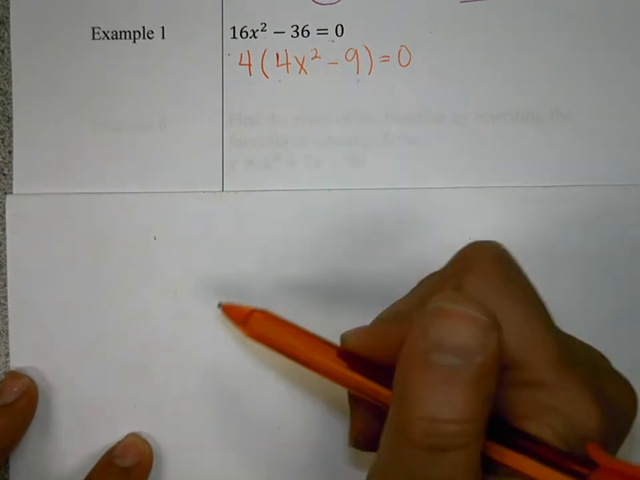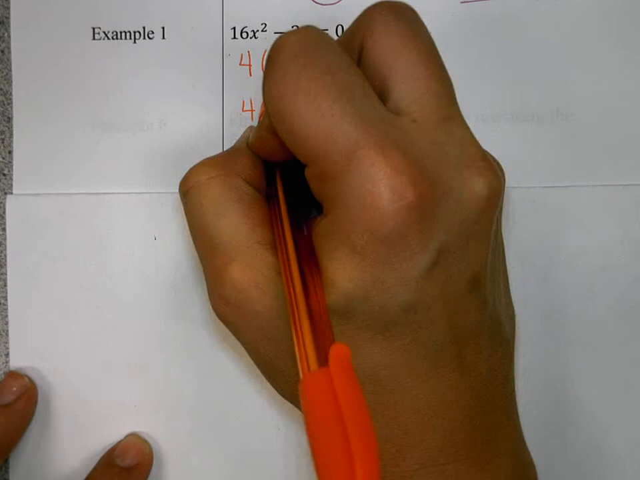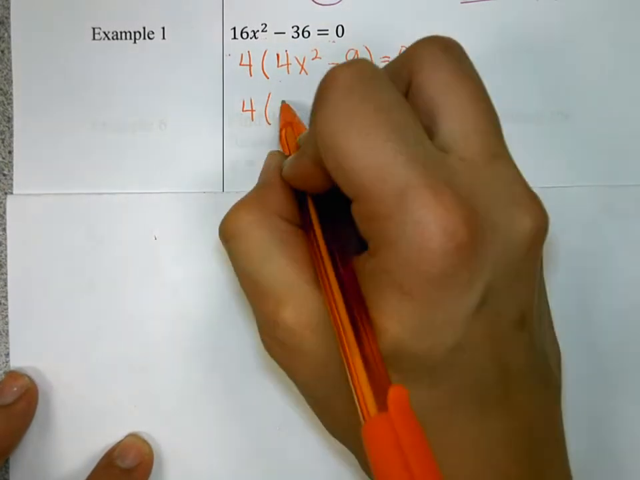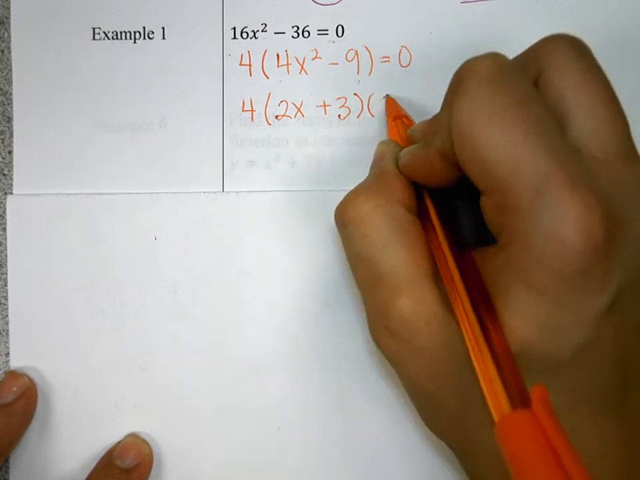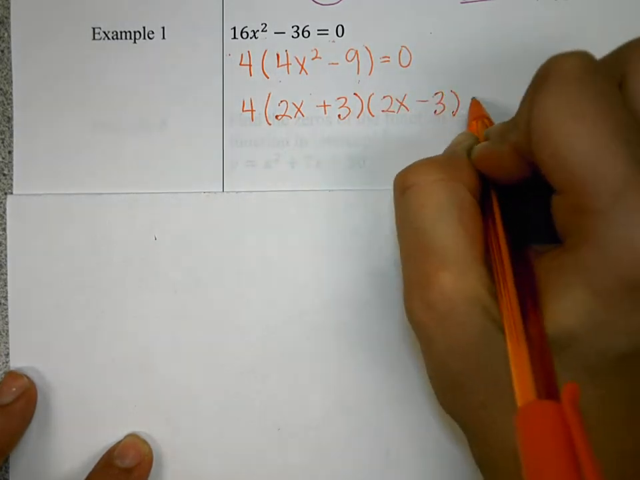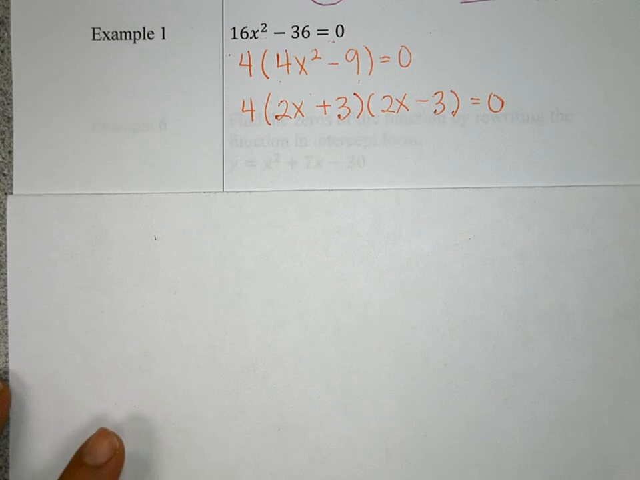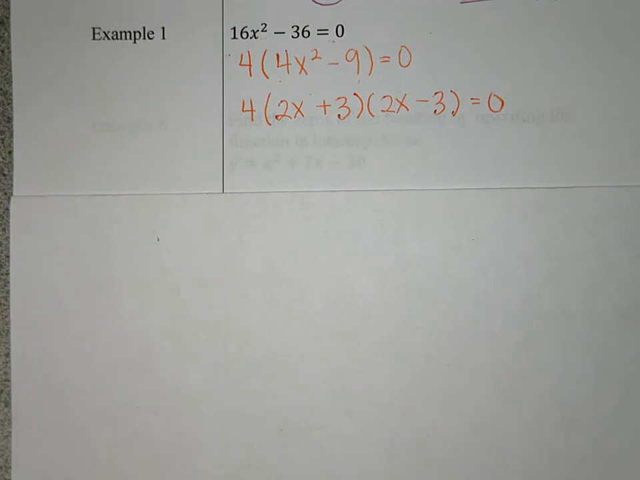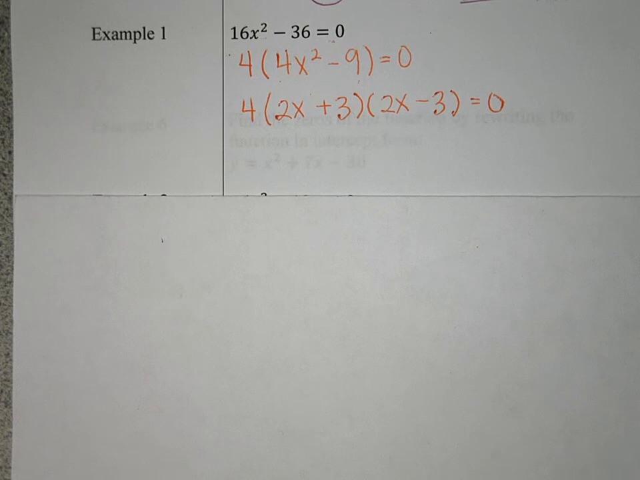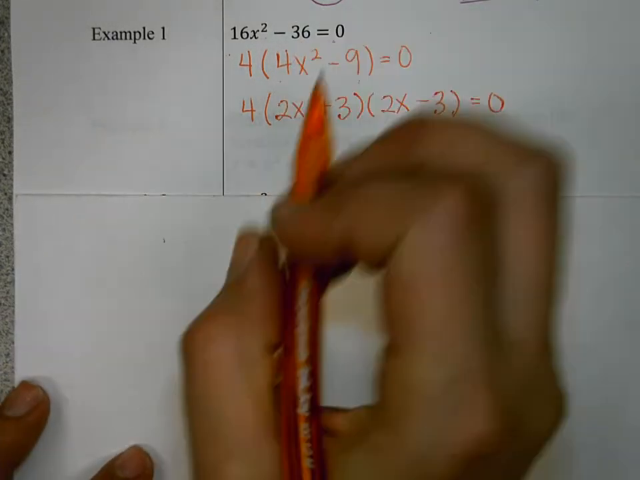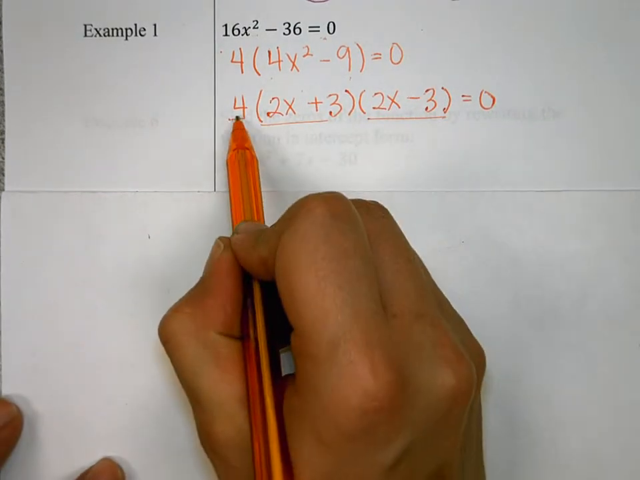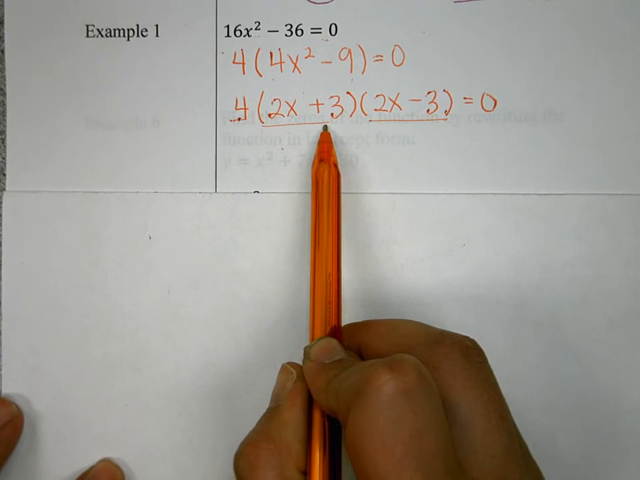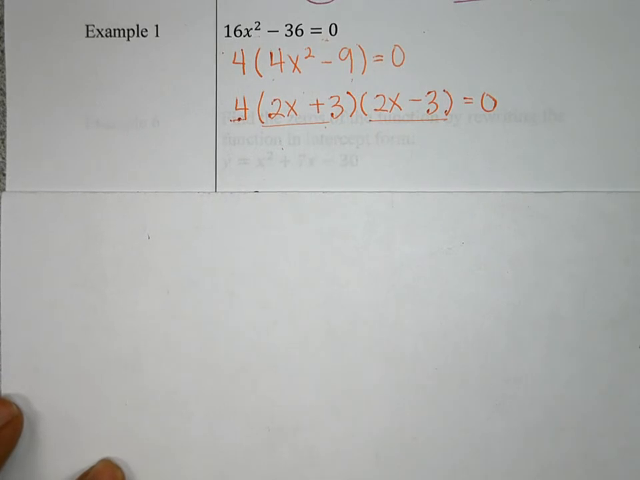Now I still have a difference of 2 squares, so we bring that 4 down, and we have 2x plus 3 times 2x minus 3 equals 0. So that was step 2. We factored all of the way. So the final step, step 3, is we set each factor equal to 0. And the way that I do this is each factor means every single individual term. So 4 is a factor, 2x plus 3 is a factor, and 2x minus 3 is a factor.